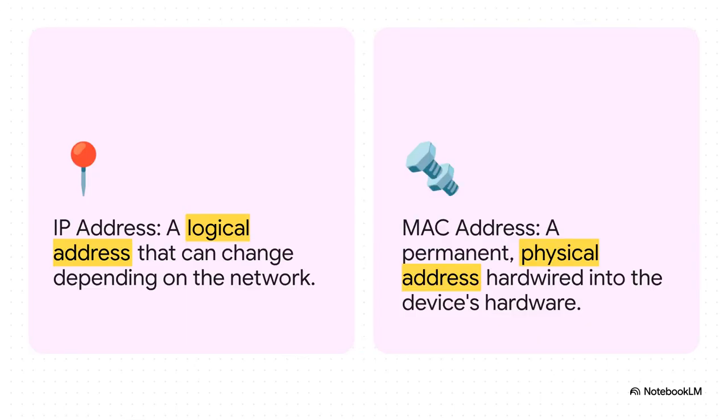Now, you've probably also heard people talk about a MAC address, and it can get a little confusing, so let's clear it up. A MAC address is permanent. It's burned into the device's hardware, kind of like a serial number on a car. It never changes. An IP address, on the other hand, is more like your hotel room number. It's assigned to your device when you connect to a network, but if you take your laptop to a different network, you'll get a new one. So the MAC address tells you what a device is, and the IP address tells you where it is right now.